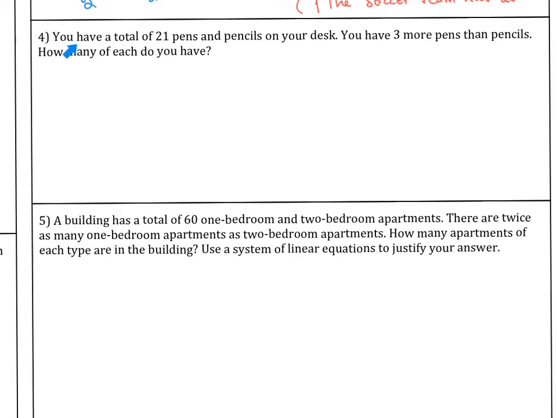Number 4. You have a total of 21 pens and pencils on your desk. You have 3 more pens than pencils. How many of each do you have? Let's define the variables for pens and pencils first. So x, we are going to define for pens, and we are going to define y for pencils. The total number of pens and pencils is 21, and we have 3 more pens than pencils, so that means x equals y plus 3. We are going to use substitution to solve.